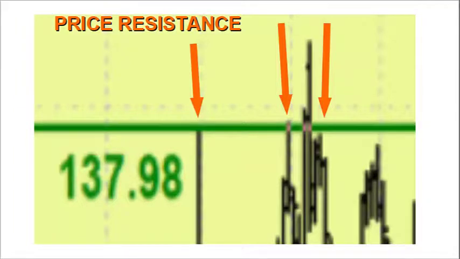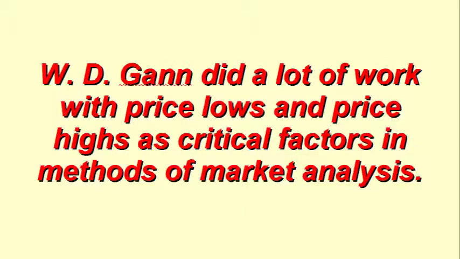So these are the ways that we look at price resistance, and in some cases that is a very, very important indicator. This is something that Gann used a great deal in studying the markets, and a lot of our Gann studies focus on understanding these phenomena and then how to put them to work. Now, W.D. Gann did a lot of work with the price lows and the price highs, as we've just described here, as very critical factors in his methods of market analysis.